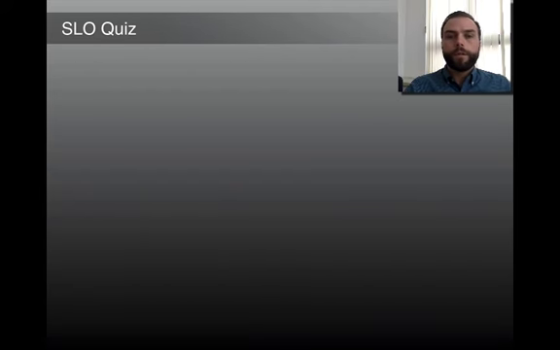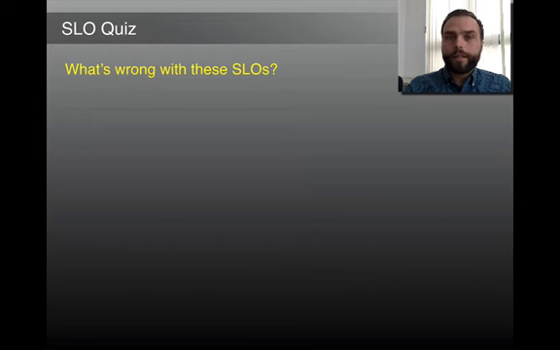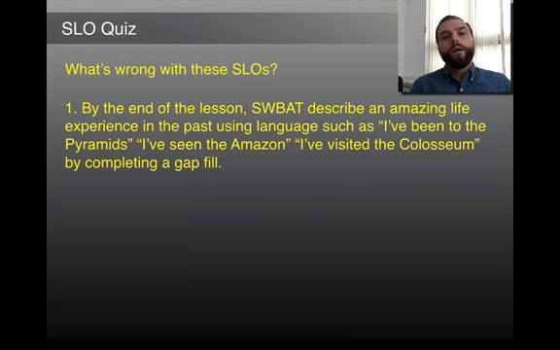Okay, so have a look at these SLOs and tell me what's wrong with these SLOs. Number one, by the end of the lesson, students will be able to describe an amazing life experience in the past using language such as, I've been to the pyramids, I've seen the Amazon, I've visited the Colosseum, by completing a gap fill. So what's wrong with this SLO?